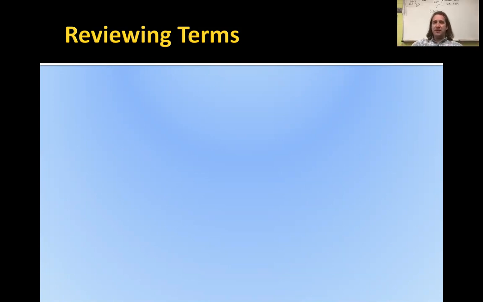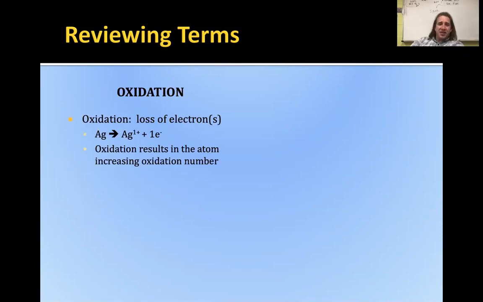Now, a couple of reminders as we're thinking about our terms here. Oxidation is the loss of electrons. If you're losing a negative particle, so here we've got our neutral silver losing one electron and becoming a 1 plus on its oxidation number. Oxidation results in the atom increasing its oxidation number. It's going to become more positive. If you lose negatives, you become more positive. We see an increase in the positive charge on our species.